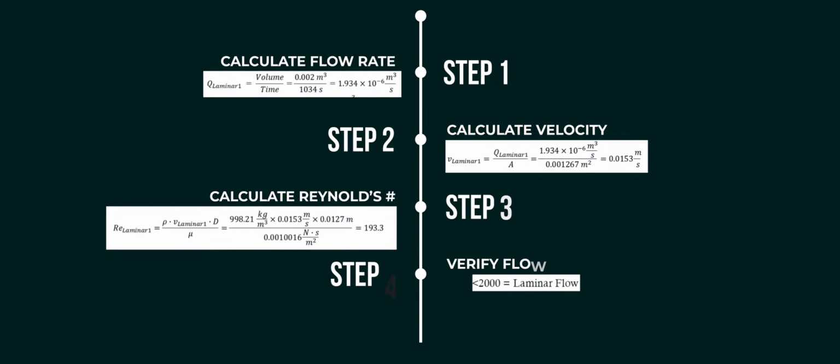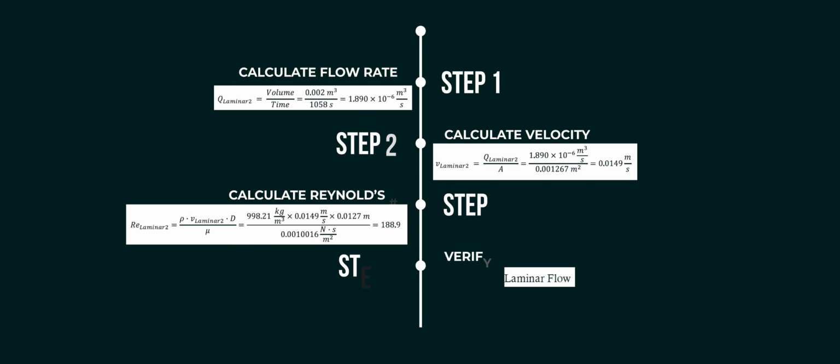And here you can see our laminar flow calculations for our first experiment. We calculated the volume flow rate by filling up the 2-liter bottle and measuring the time in seconds. It took 1,034 seconds to fill up the 2-liter bottle, so the water was moving very slow at 0.0153 meters per second for its velocity, and that gave us a Reynolds number of 193.3, which is very low. It's very much in the laminar flow range.